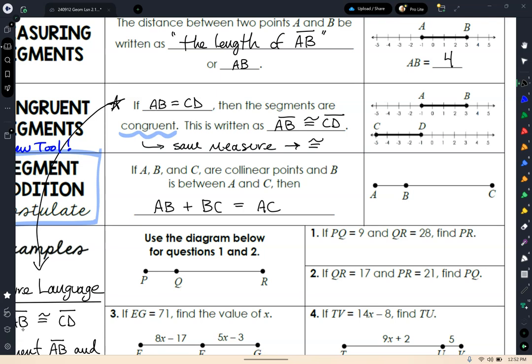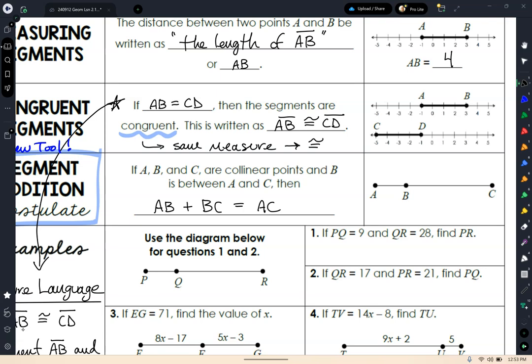This is AB right here. This is BC right here. How many pens long is AB? How many pens long is BC? Okay. The length of AB plus the length of BC equals the length of AC. How many pens long? That's segment addition postulate right there. Get it? We take two segments, we combine them together, and we get the total amount.